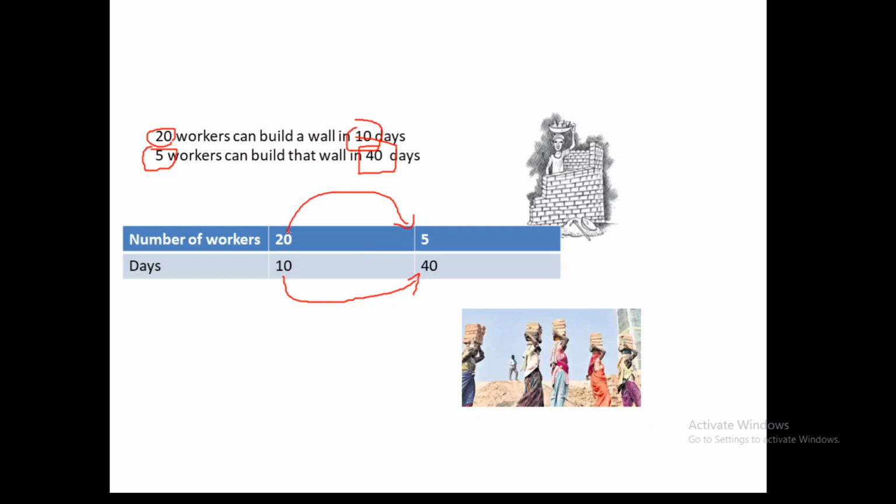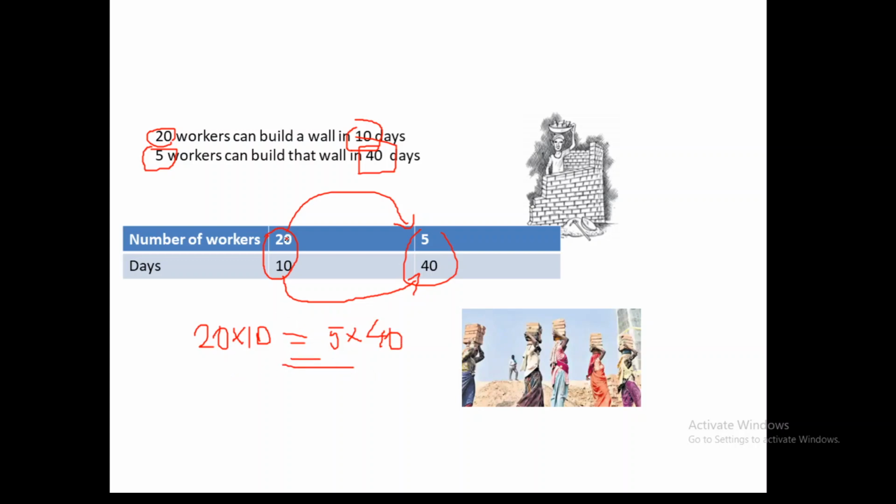If the number of workers decreased, the time to finish a work will increase, right? So it is a sure condition. If the number of workers increased, time will decrease, right? Yes. Here also we can make that relation. 20 into 10 is 200. 5 into 40 also 200. A relation like this.